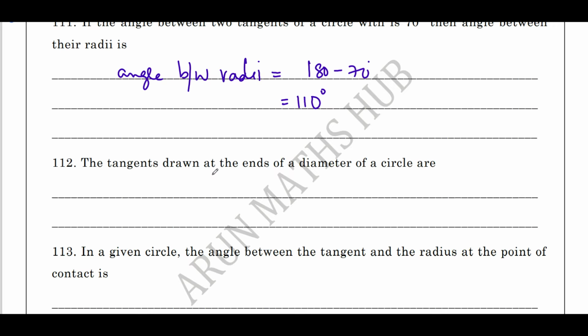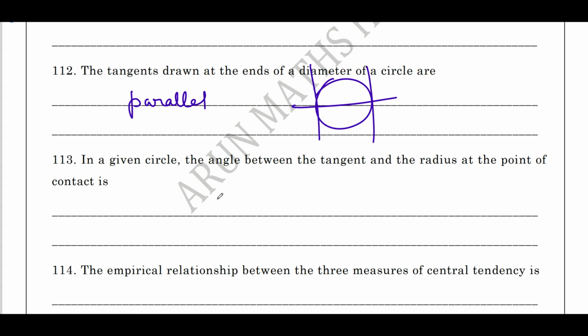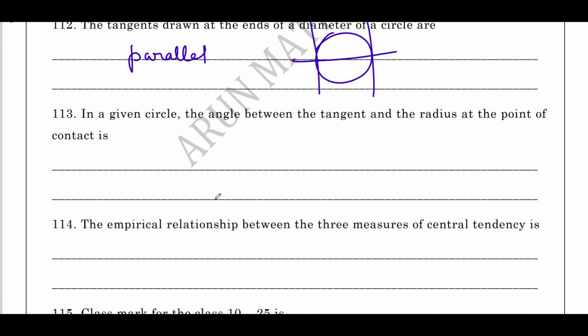The tangents drawn at the ends of a diameter are parallel. The tangents drawn at the end points of a diameter will be parallel. In a given circle, the angle between the tangent and the radius at the point of contact is 90 degrees.